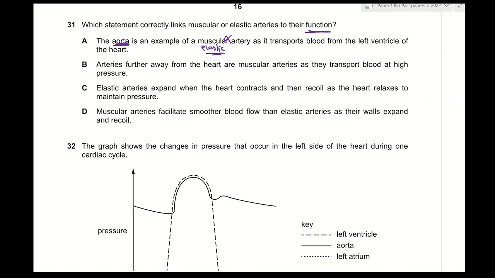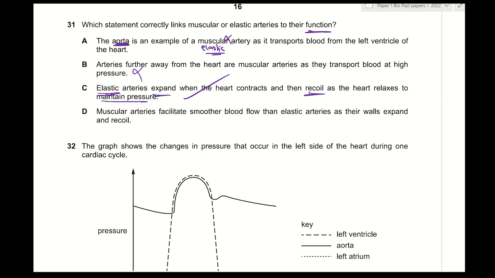B, arteries further away from the heart are muscular arteries as they transport blood at higher pressure. It still does not explain the function. C, elastic arteries expand when the heart contracts and then recoil as the heart relaxes to maintain pressure. Yes, this is the function of elastic arteries or elastic fibers, that they expand and then recoil. So maintaining the pressure, not too high and not too low. So this is correct. D, muscular arteries facilitate smoother blood flow than elastic arteries as their walls expand and recoil.